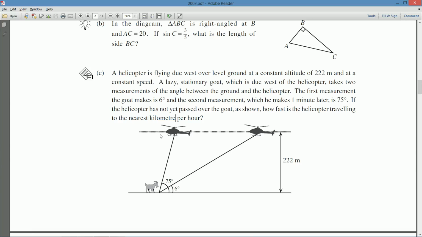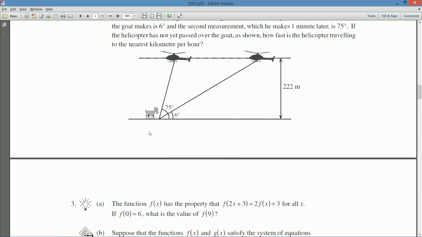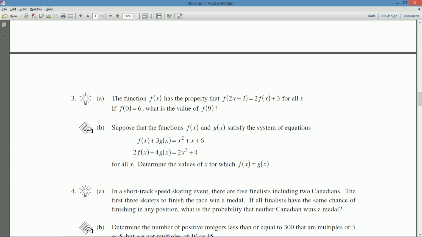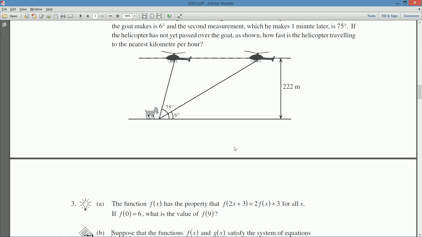Great. So that does it for question number 2. In the next video, we're going to take a look at question number 3, which has a light bulb in a written section, and it looks like it's involving some functions. So we'll take a look at that, but we'll do that next time.